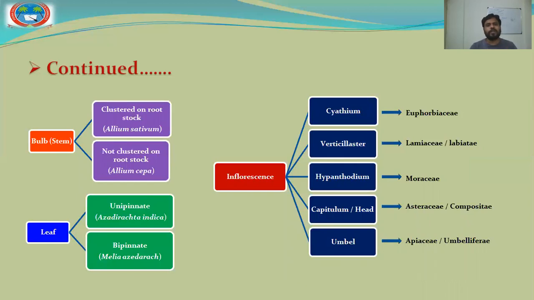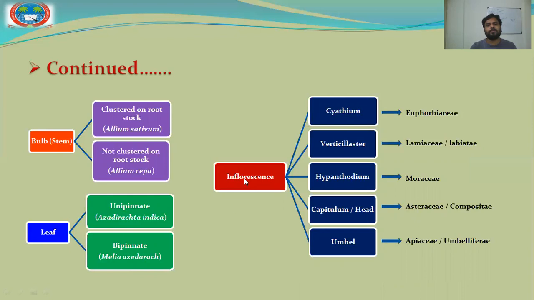In the same way, if we talk about the leaf characteristics, these two species, Azadirachta and Melia, are divided on the basis of the nature of the leaves. In Azadirachta indica the leaves are unipinnate, while in Melia azedarach they are bipinnately compound leaves. Okay, so this character divides these two species.